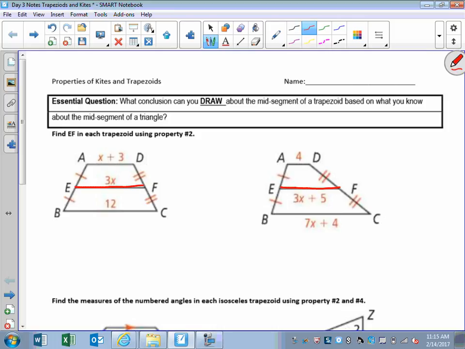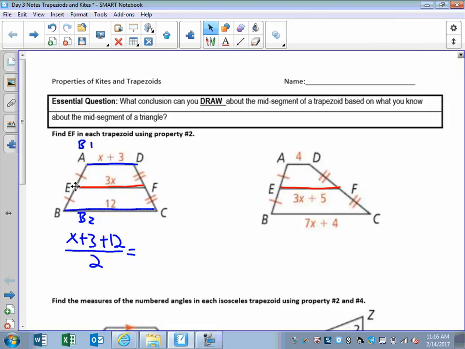Okay? And if you look on your property sheet, it tells us that we find the mid-segment by adding the bases and dividing by 2. So AD is going to be base 1, BC is going to be base 2. So to solve for the mid-segment, to solve for x, we need to add them together, x plus 3 plus 12, base 1, base 2, and then divide by 2 in order to find the mid-segment. So the two bases added together divided by 2 is equal to the mid-segment.